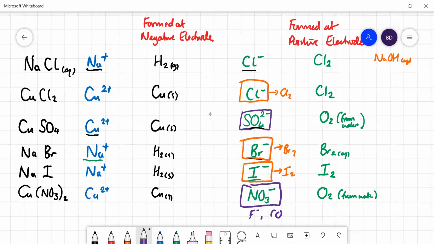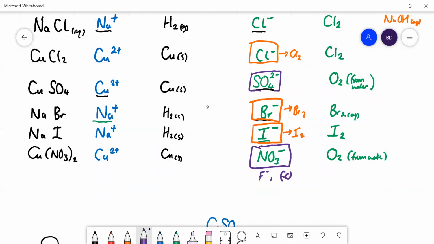What you get there, with any of those ions, you do not get something from those. You end up getting oxygen. They all give you oxygen as the product at the positive electrode, and that is coming from the splitting of water, as we'll see in a minute. So that's a rule. Only the halides give you those elements.